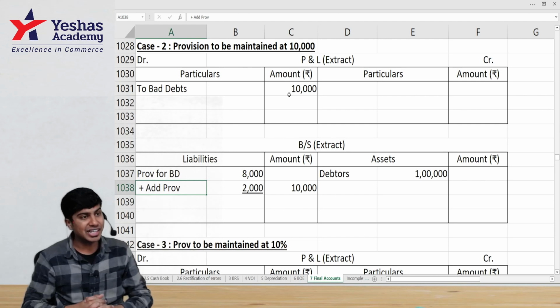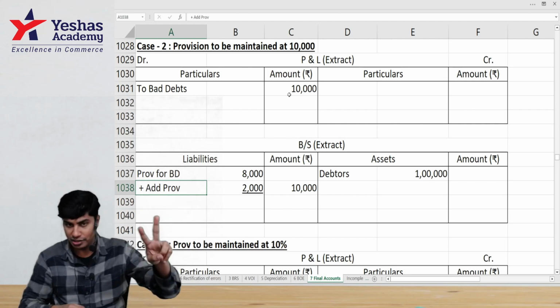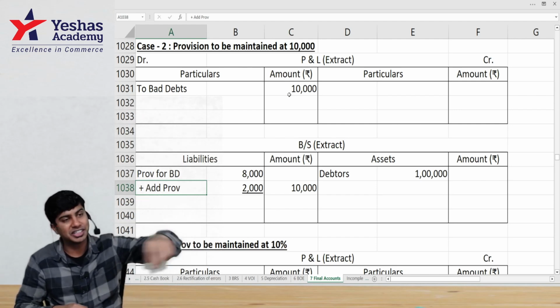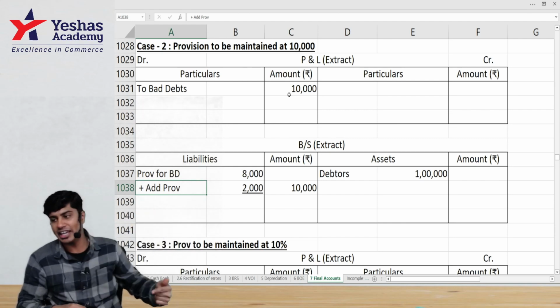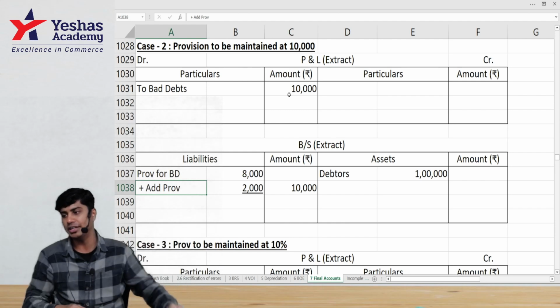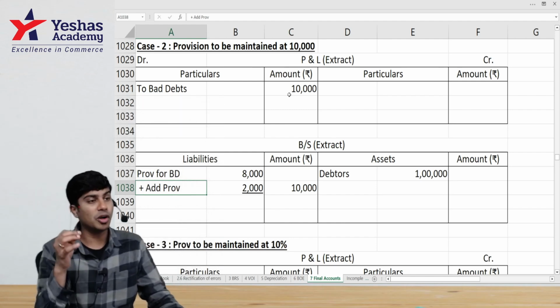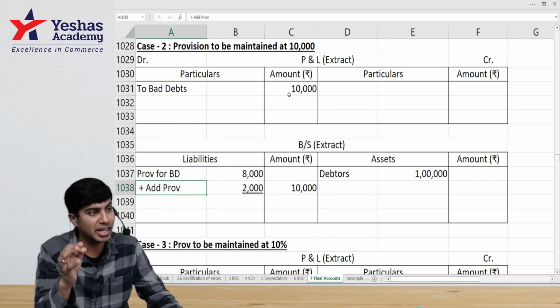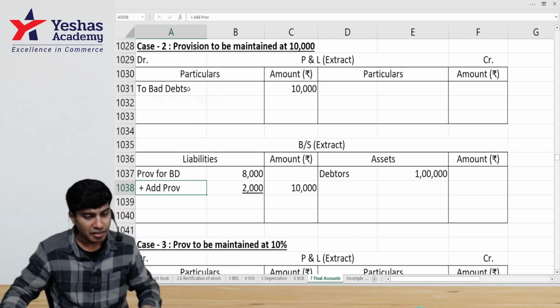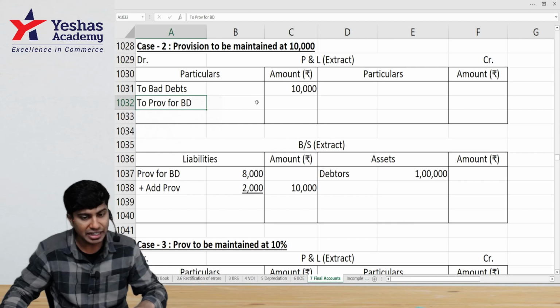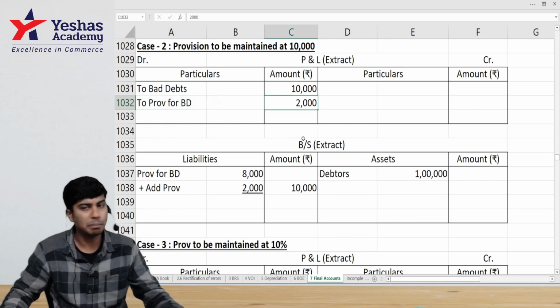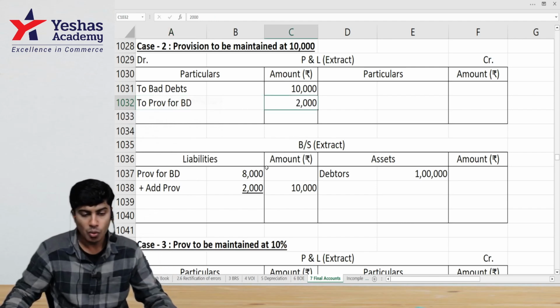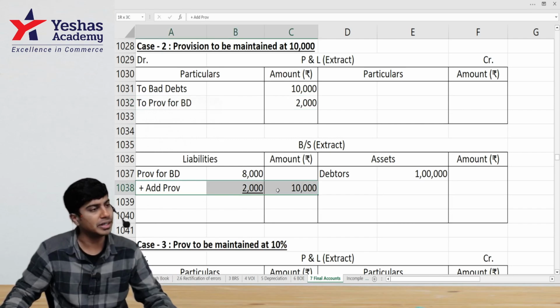When we are additionally creating provision of 2000, that additional provision creation, when you create it, it is an expense. Once you create it, it's a liability. When I'm creating it, I will add it here in my P&L as an expense, 2000. Once I create it, it becomes liability.